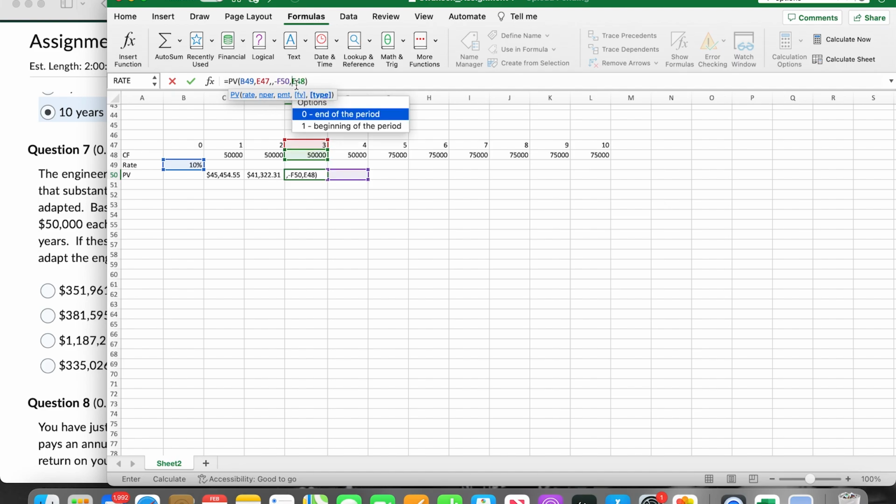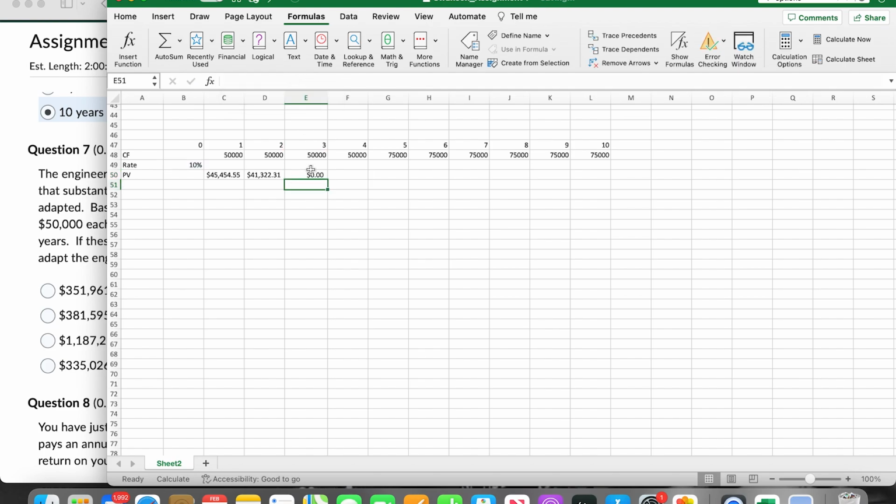Oh, comma. Oh, we're going to want to delete that. Yep. See, stuff happens. All right, 10%, 3 periods, no payments, negative $50,000. That looks much nicer. 10%, 4 periods, no payments.